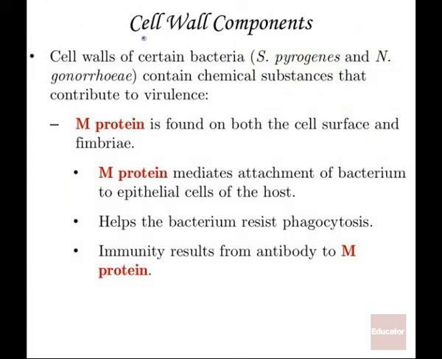So the cell walls themselves can have components that evade host defenses or actually overcome host defenses. So the M protein, for instance, is on the cell surface and also on the fimbriae, and they mediate attachment of the bacterium to the epithelial cells of the host. They also help the bacterium resist phagocytosis. However, the host, right, it's not a win-win game here. The host can develop antibodies to this M protein as well.